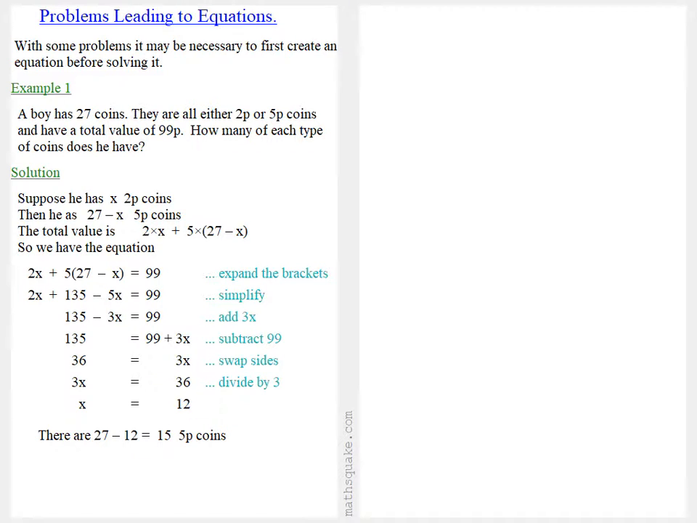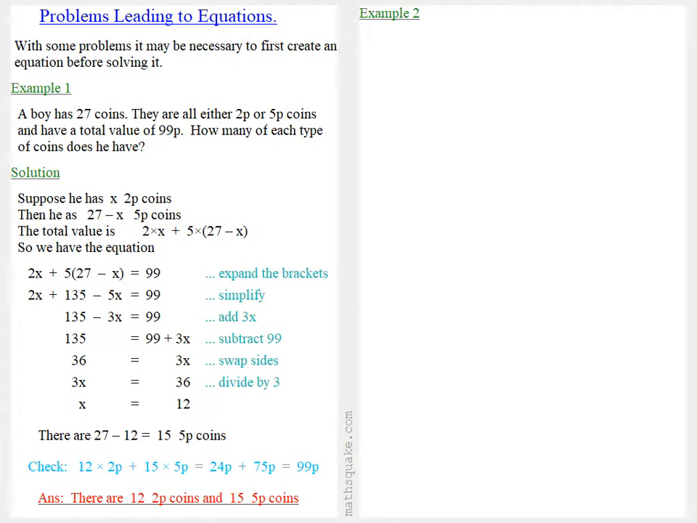So he has 12 2p coins, and he has 27 minus 12 5p coins, which is 15 5p coins. Now, if we want to check this, we have 12 times 2p plus 15 times 5p is 24p plus 75p, which is 99p. So our answer is there are 12 2p coins and 15 5p coins.